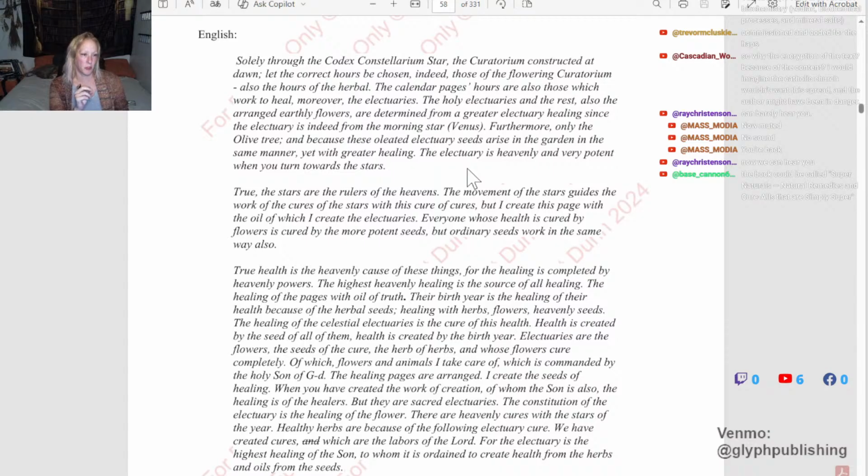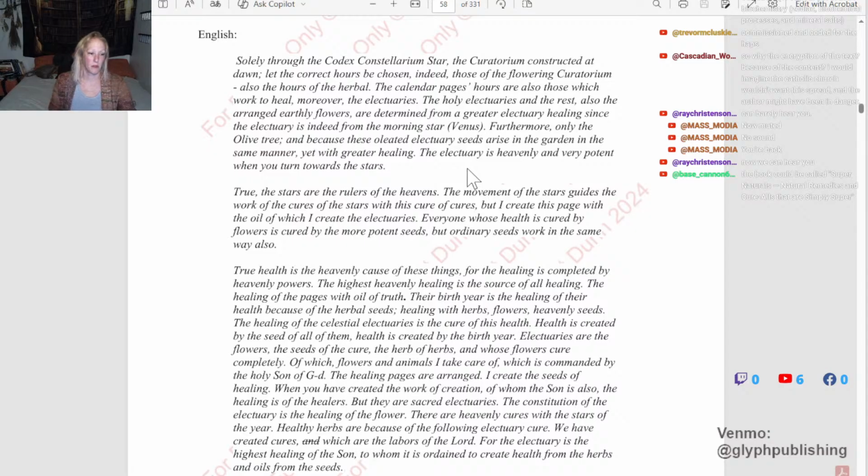Furthermore, only the olive tree, and because these oleated electuary seeds arise in the garden in the same manner, yet with greater healing, the electuary is heavenly and very potent when you turn towards the stars. So now he's telling you, or telling us, the olive tree is important, right? Oleated means oiled, right? We're talking about the electuary seeds, gathering them from the garden, talking about the stars involved in the greater healing from the electuaries.